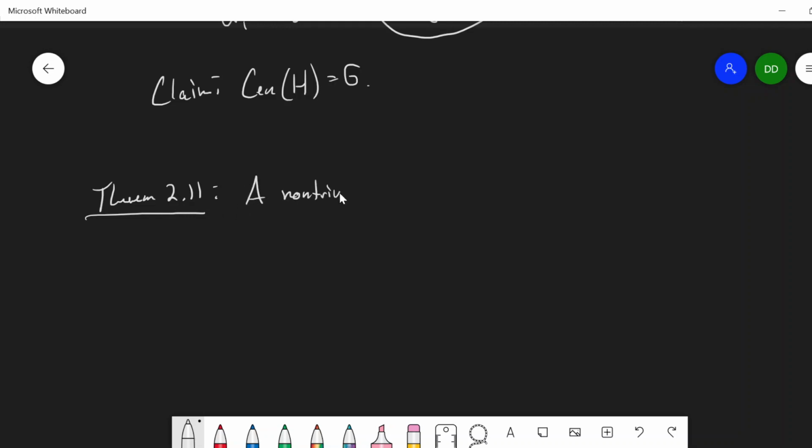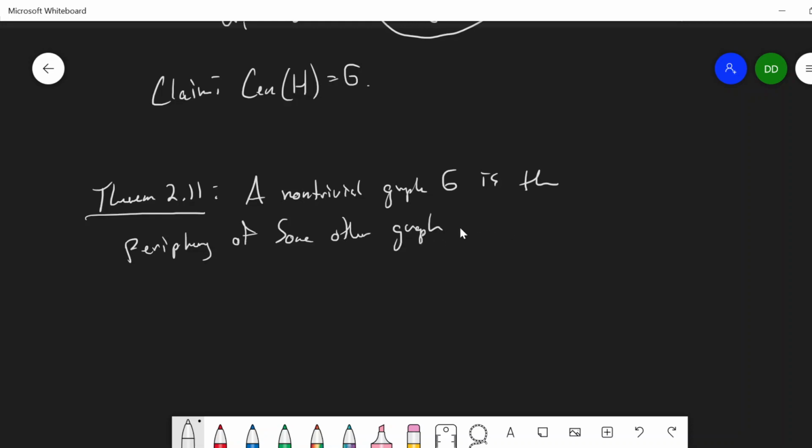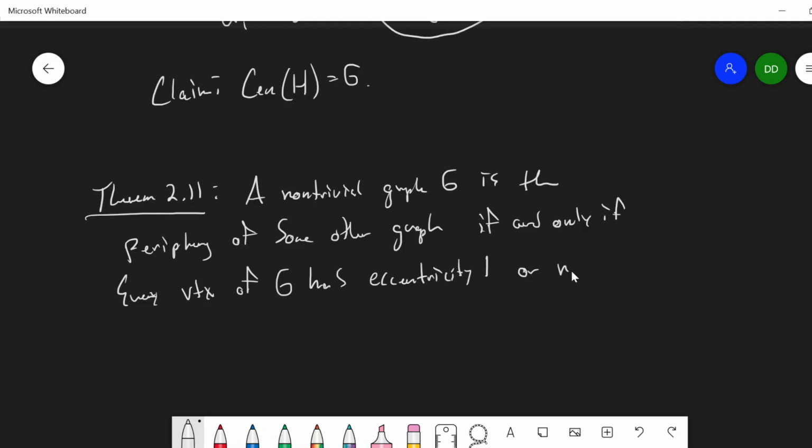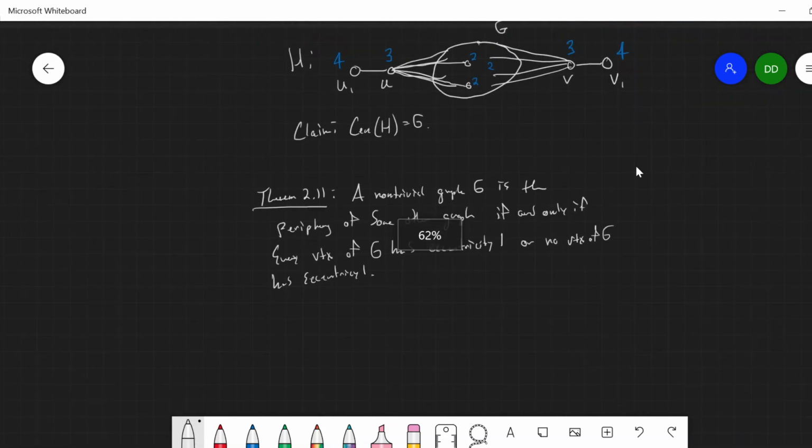A non-trivial graph G is the periphery of some other graph if and only if every vertex of G has eccentricity 1 or no vertex of G has eccentricity 1. So we give a characterization of graphs which are the periphery of another graph. Pretty interesting result there that tells us when a graph is the periphery of another graph.